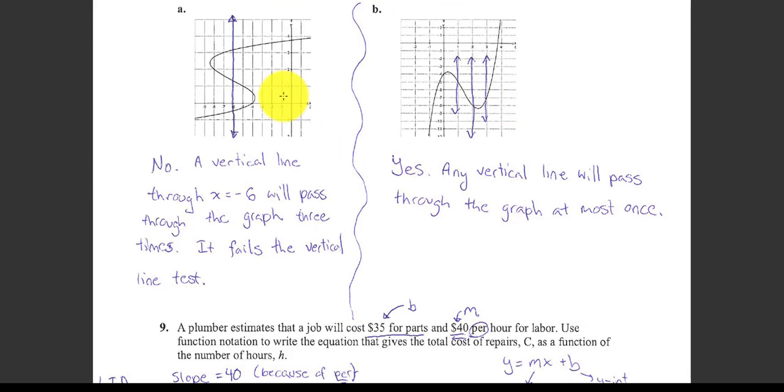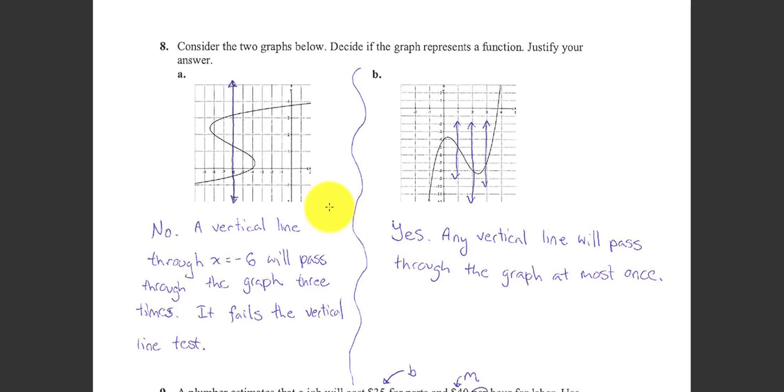Part 8, okay. Does this graph pass the vertical line test? Well, if I draw a vertical line, if it intersects the graph more than once, the answer is no. It fails the vertical line test. Here, anytime I draw a vertical line, there's only one intersection, so this passes the vertical line test.